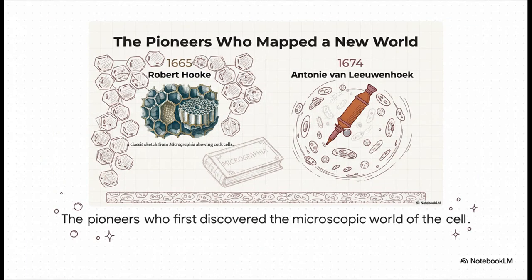So who are the first explorers to even see this world? Well, back in 1665, a guy named Robert Hooke looked at cork through a microscope and saw these tiny, empty boxes he called cells. But he was looking at dead cells. It was actually Antony van Leeuwenhoek, a few years later in 1674, who was the first person to see living, swimming cells. He basically opened our eyes to this whole universe of life in a single drop of water.